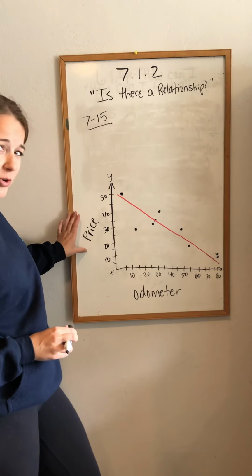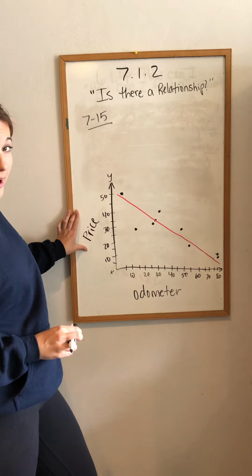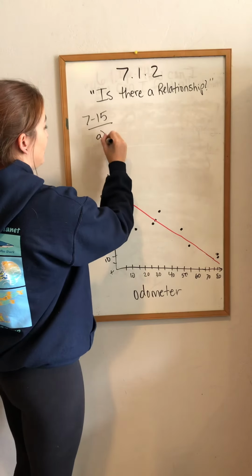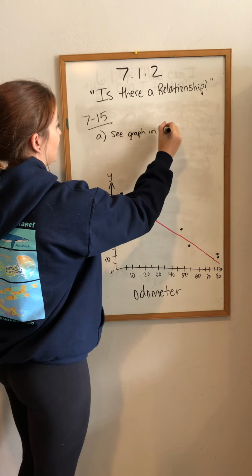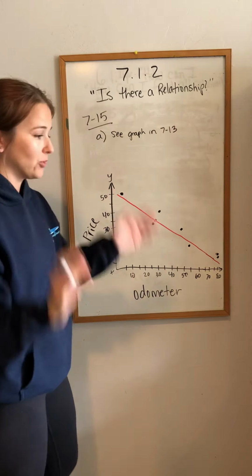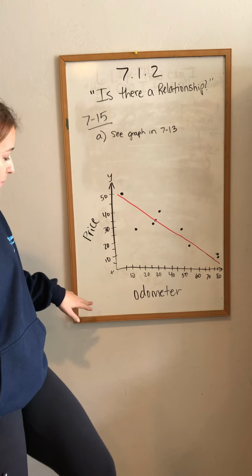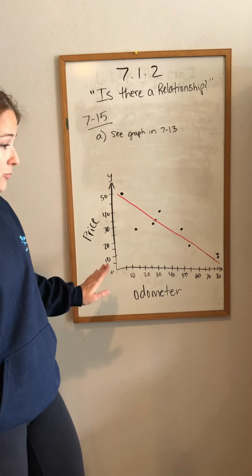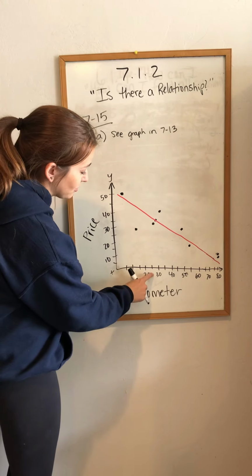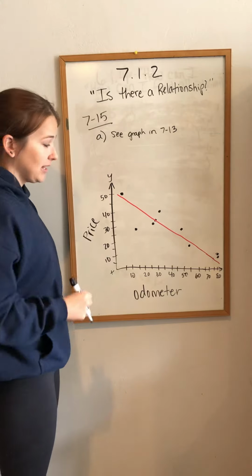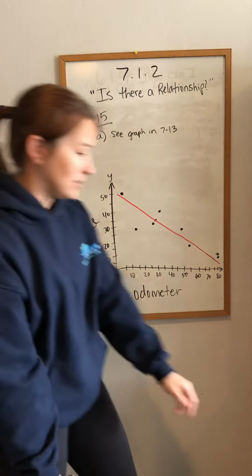So we've already done this. If you've already drawn your graph for part A, you can say "see graph in 713," because we've already done that. We've set up our graph, labeled the axes, and we have equal intervals. I did it by 5s, so 5, 10, 15, 20, 25, 30 for both axes, and we plotted the data points. So part A is done.